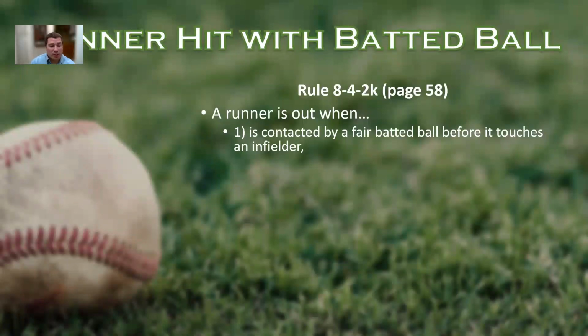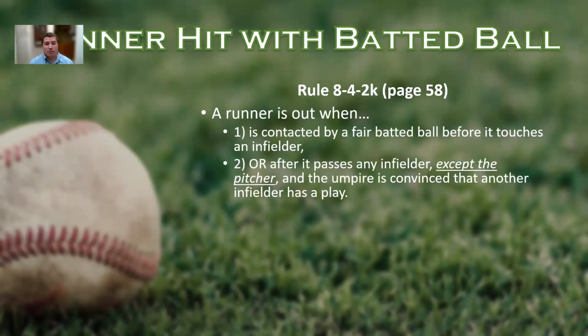So a runner is out when it is contacted by a fair batted ball before it touches an infielder. That's the first thing. Or after it passes any infielder except the pitcher, and the umpire is convinced that another infielder has a play. Let me stop there. The pitcher, yes, he's a fielder, but the pitcher does not count as a fielder in this sense of the rule. If the ball passes the pitcher, that's just the exception. We're not really looking at the pitcher, okay?